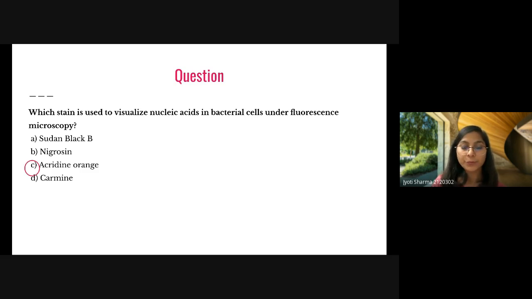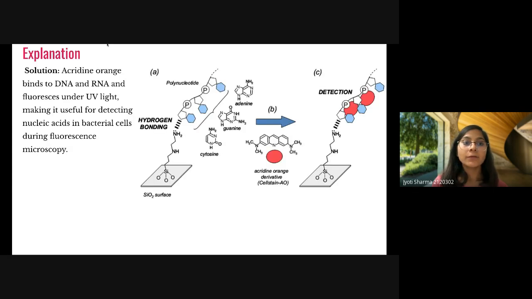So what we will do, we will have this acridine orange. Based on that, we can visualize the nucleic acid. So first you have to understand the unit of your nucleic acid. The nucleic acid is made up of the nucleotides or polynucleotides. So you have this chain of the polynucleotide. This is the structure of your nucleic acid.